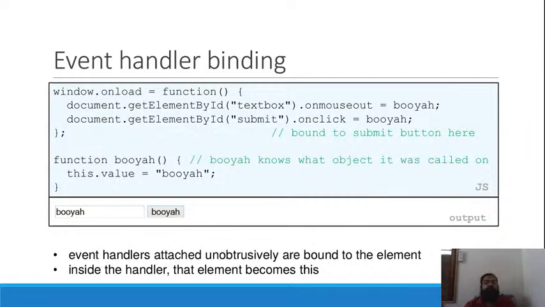Now when you have JavaScript like window.onload and an anonymous function that is assigned to it, you have something like document.getElementById("textbox").onmouseout = booyah, and document.getElementById("submit").onclick = booyah.